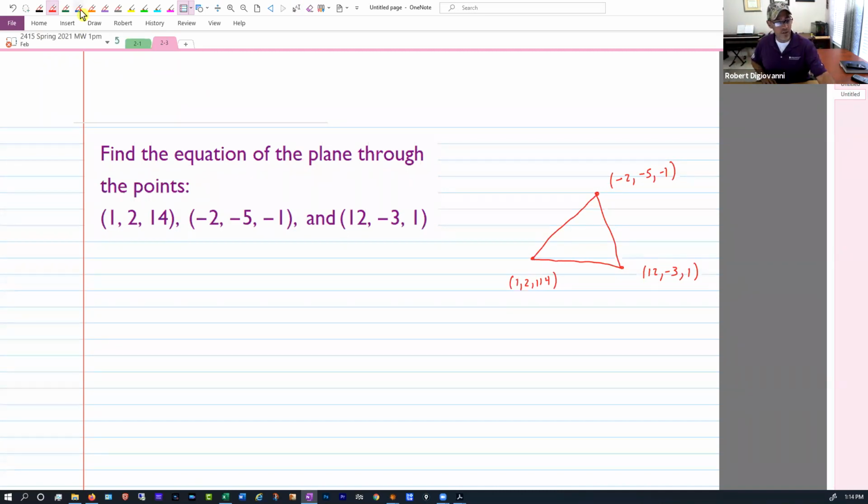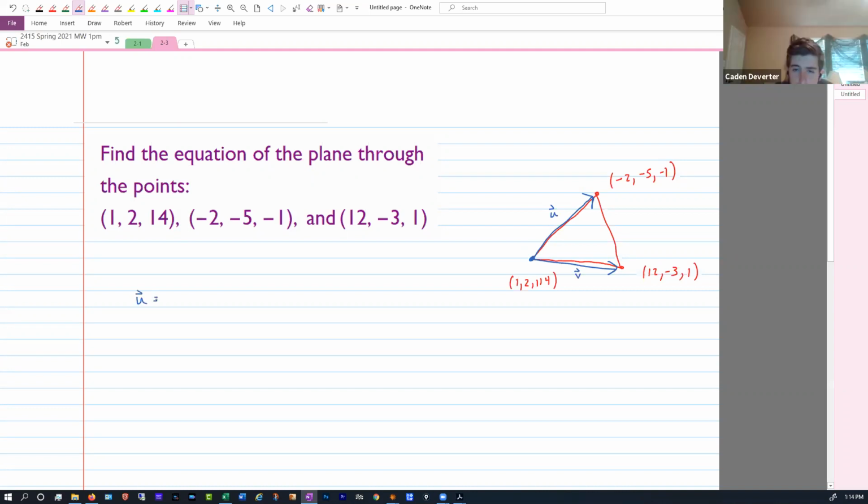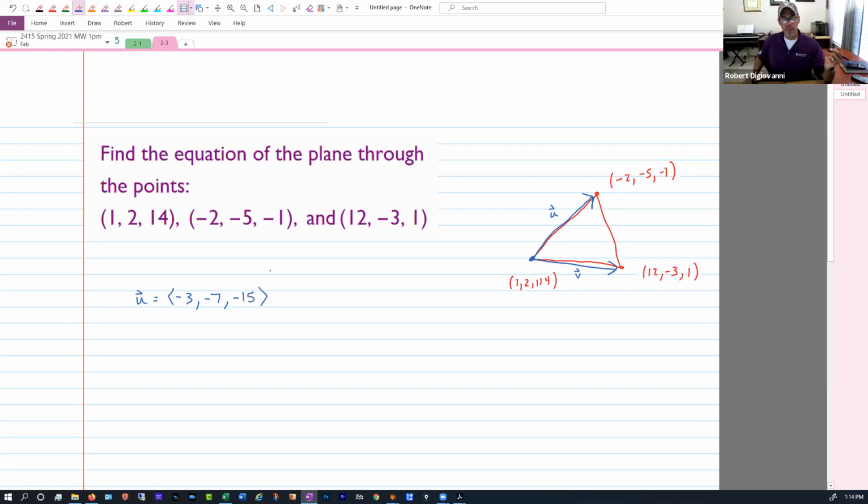So Caden is saying, let's create 2 vectors. So what do y'all say we go from here to here and here to here? Those are our 2 vectors. All right. So Caden, will you give me the first one? I'm just going to call it this one U and this one V just for convenience. So Caden, you want to give me what U is? Yeah, it would be -3, -7, and then -15. I agree. Everyone see what we're doing there?